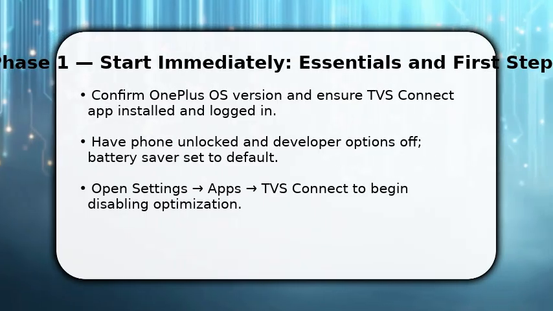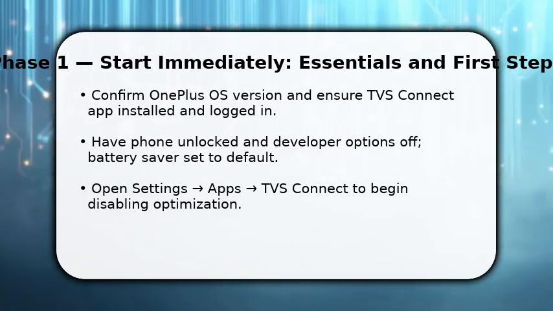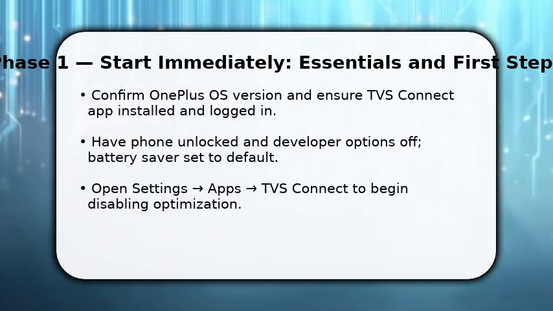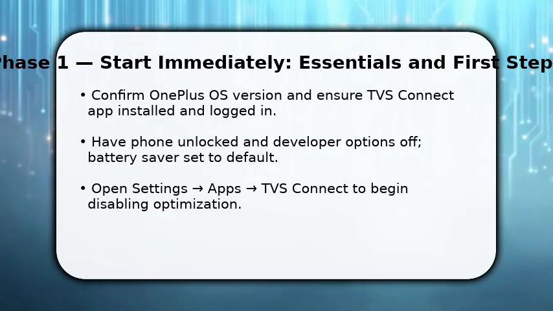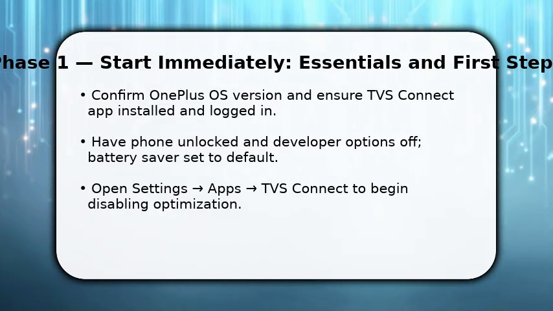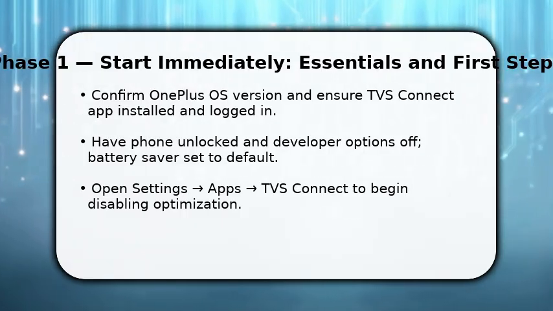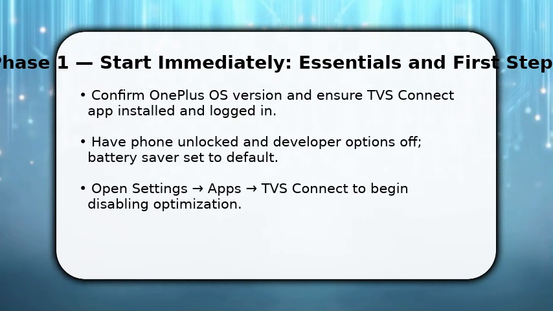Tap Battery or Battery Optimization immediately because changing from default prevents the system from killing background sync. Once done, choose Don't Optimize or allow background activity to keep the connection steady. You do this now to avoid interrupted casting or notification delays. Don't skip it. Next, go deeper.